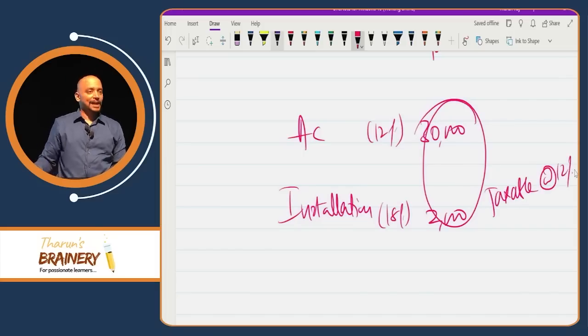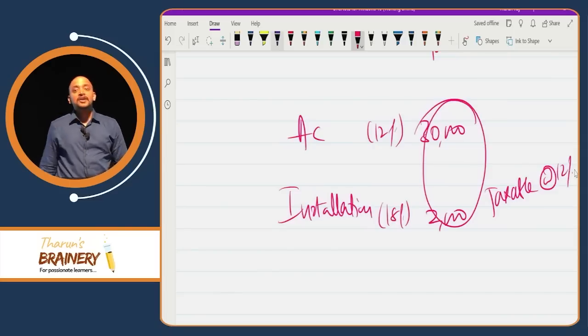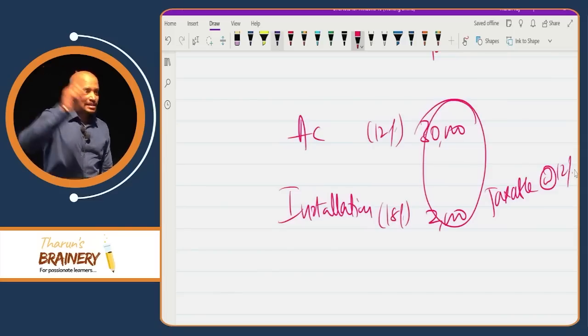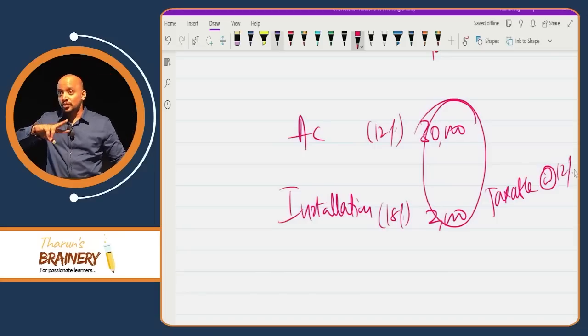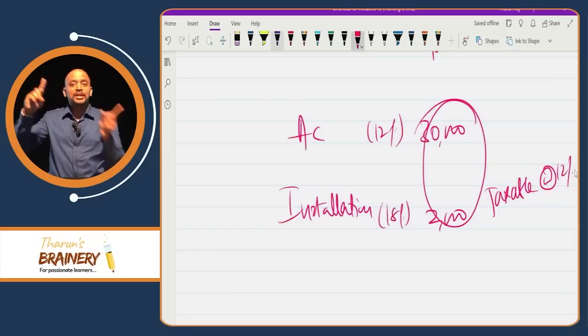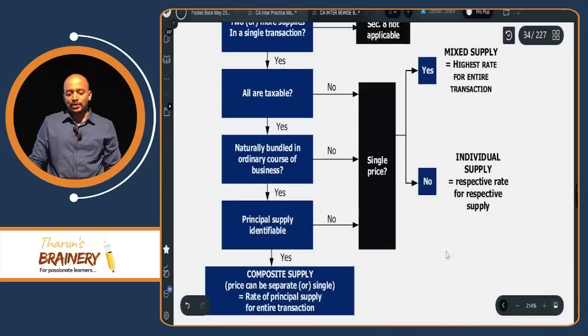So for composite supply, the price can be single or it can be separate. For mixed supply, the price should be single. So if it is not a composite supply and there is no single price, then only it will become individual supplies. Clear? So that is the flow chart which you need to remember.